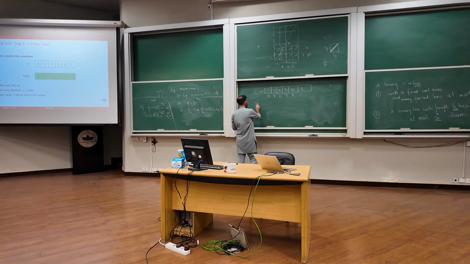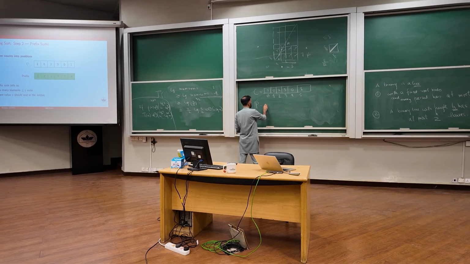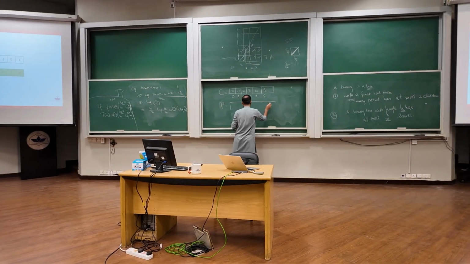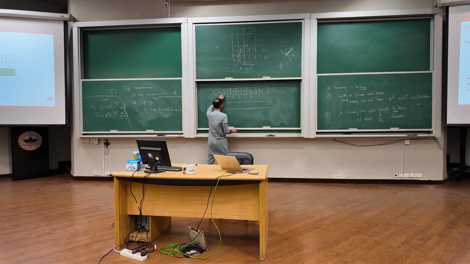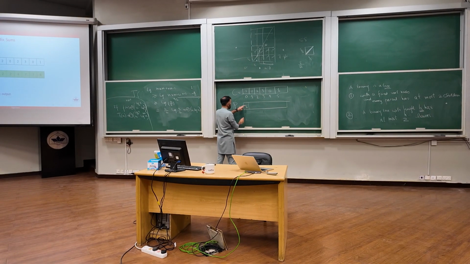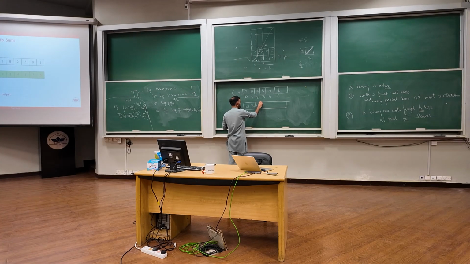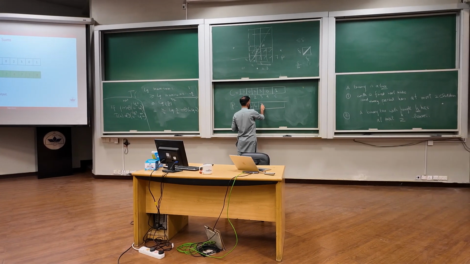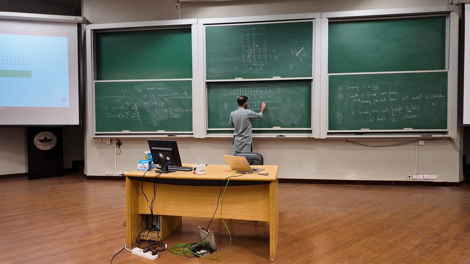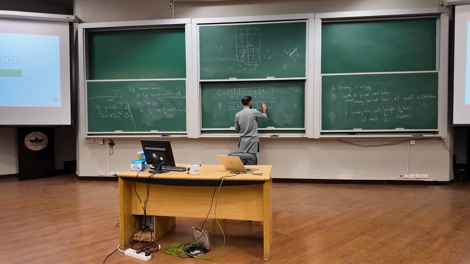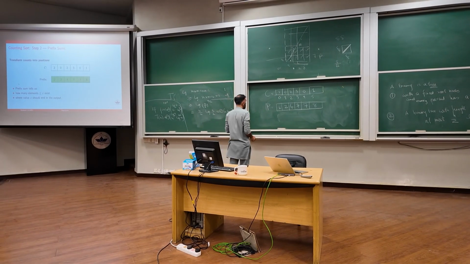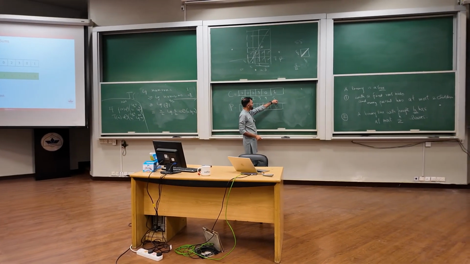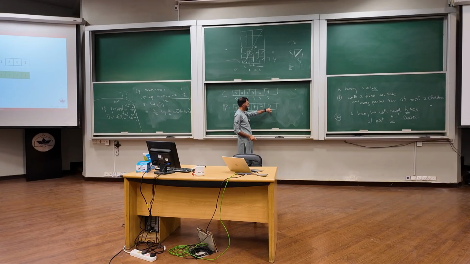So, to get the prefix array, I'm going to get a 2 here. 2 plus 0 is 2. 2 plus 2 is 4. 4 plus 3 is 7. 7 plus 0 is 7. And 7 plus 1 is 8. And now what I'm going to do is place 5 at the 8th place.